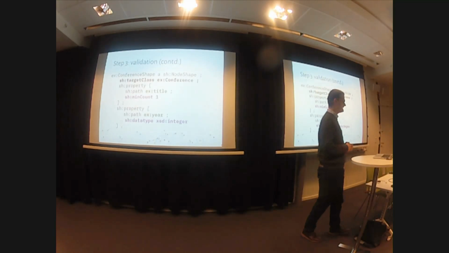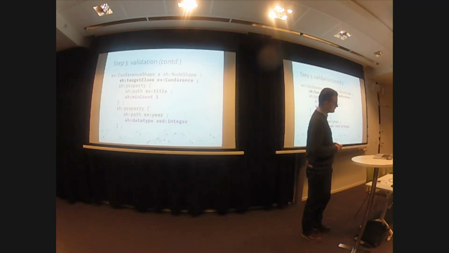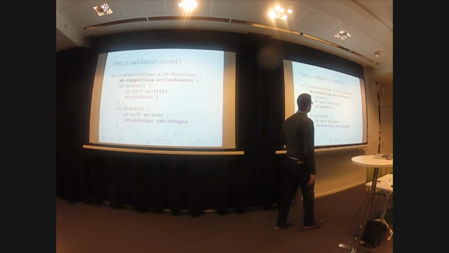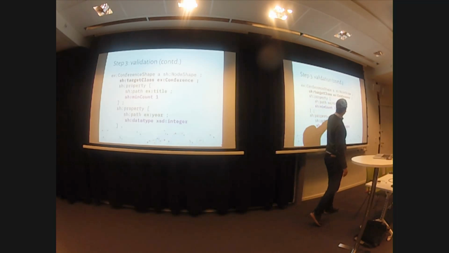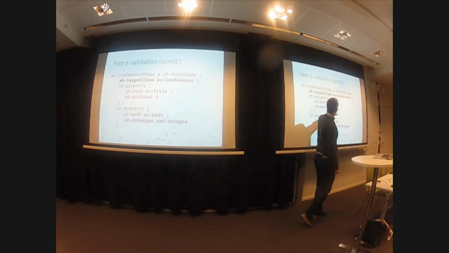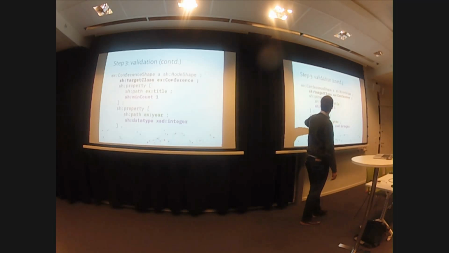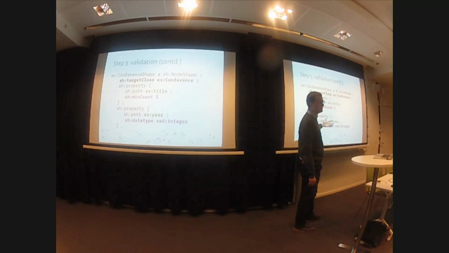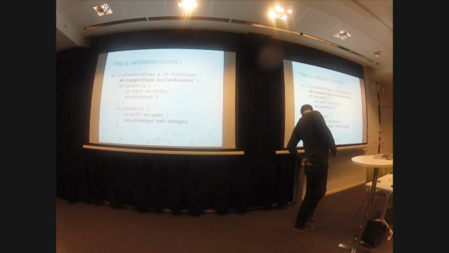Just to give you a taste, here is how a shape looks. So we define a certain shape, and then we say that this shape is about a conference. And there are two properties that we want to verify. First, we want to verify that a property with the predicate title appears at least once in the resource. You can have more than one, but not less than one. Oops, I hope. Yes, seems to work.